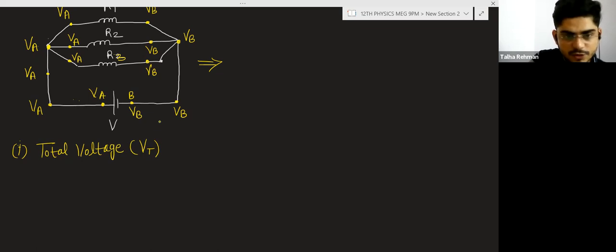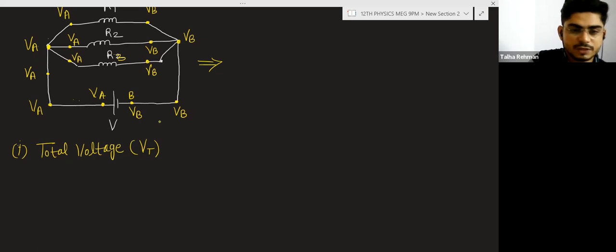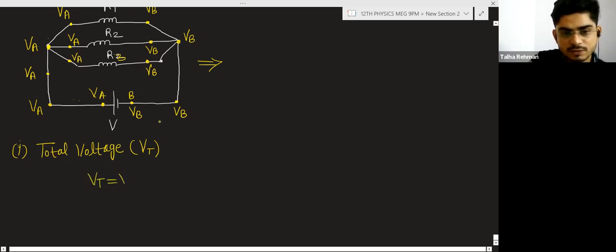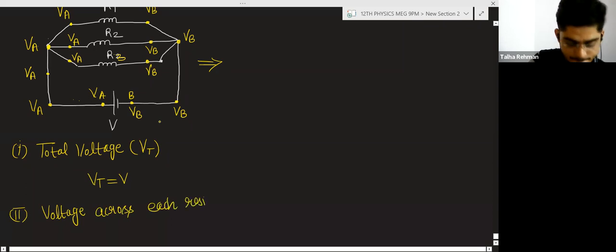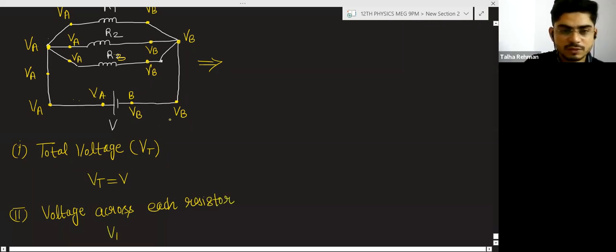So Hamza, see here, total voltage is this. Total voltage is the voltage of the battery. So Vt is equal to V. Second, voltage across R1, R2, R3, the voltage across each resistor. Can you tell me what will be the value of V1, V2, V3?